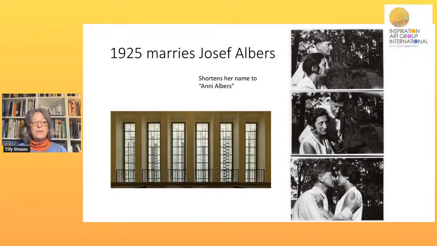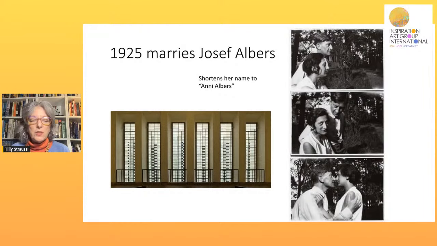In 1925, Annie and Joseph get married. I have a picture there of Joseph running the glass workshop, and those are a sample of his windows that he's made. She takes this opportunity to shorten her name to Annie Albers.